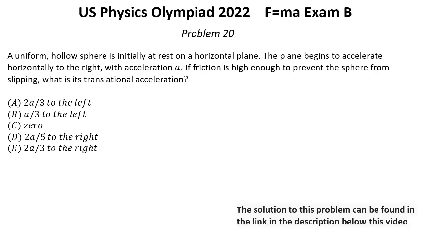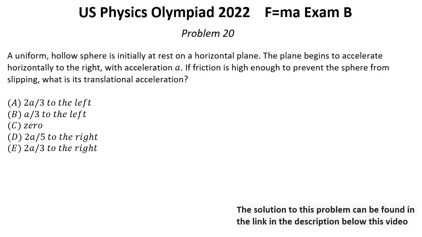Problem number 20. A uniform hollow sphere is initially at rest on a horizontal plane. The plane begins to accelerate horizontally to the right with acceleration a. If friction is high enough to prevent the sphere from slipping, what is its translational acceleration?